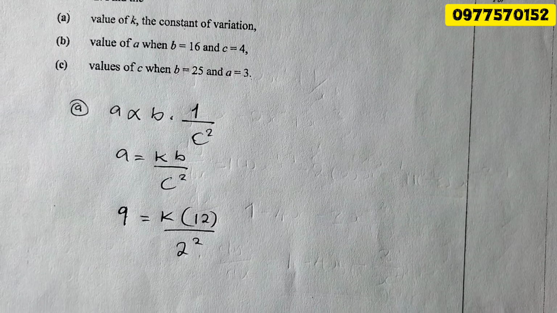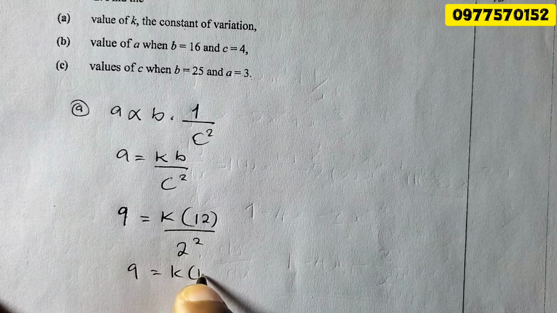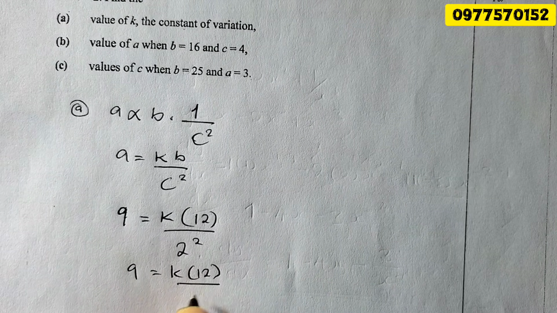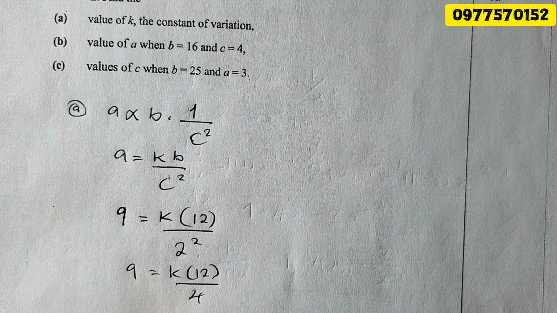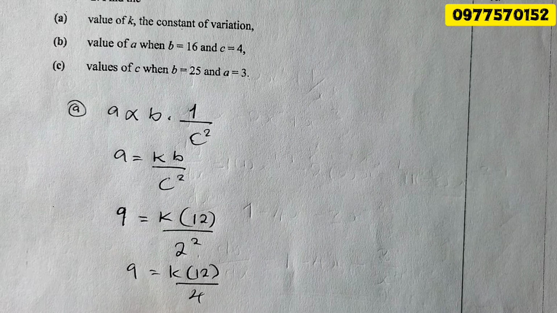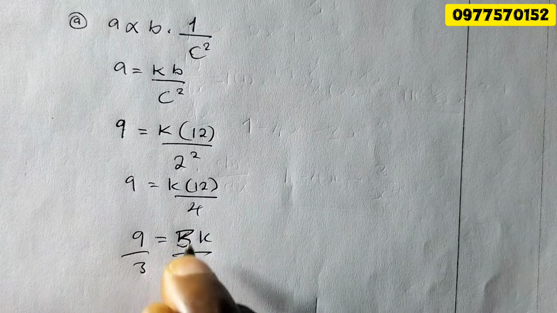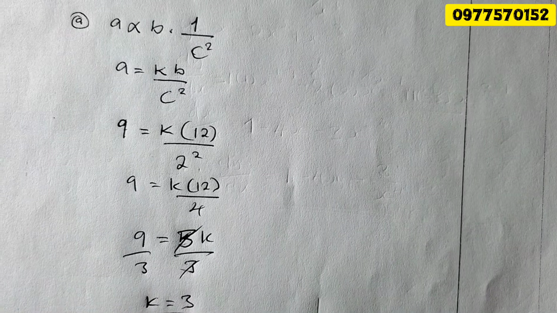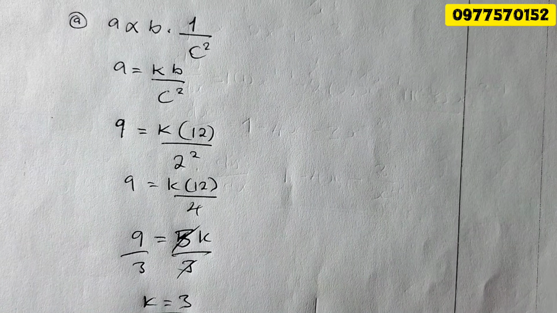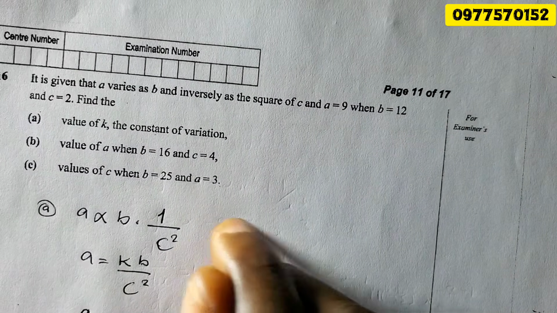Then 9 is equal to K times 12, or 12K over 4. 4 can go into 12, 4 into 12 is 3, so you can just write 3K. 3K over 3, 9 over 3. Okay, K therefore is equal to 3. The constant is equal to 3.